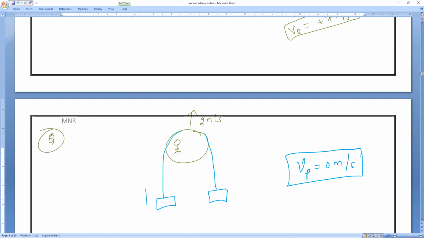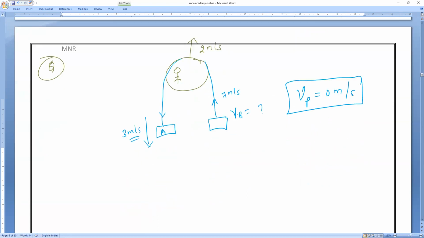Now body A is moving with 3 meters per second down. Now we have to find the velocity of B. All of you observe very carefully. We all know that this body is moving upward with 7 meters per second, and this body is moving with 3 meters per second. What is our question? The observer is on the pulley. If the observer is sitting on the pulley, then find VA and VB.